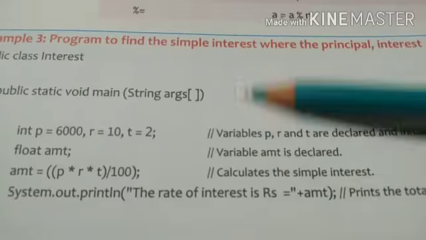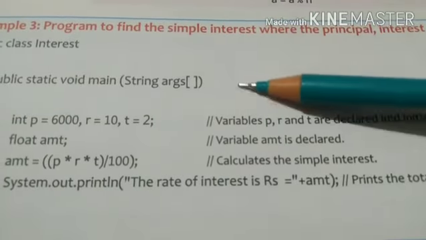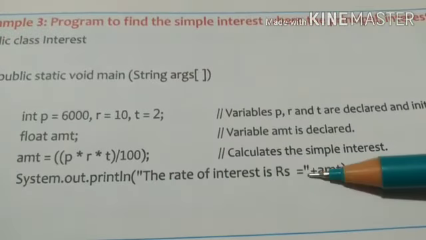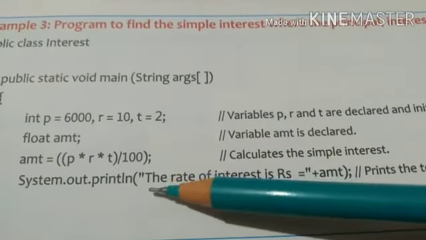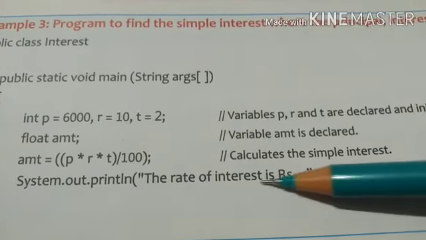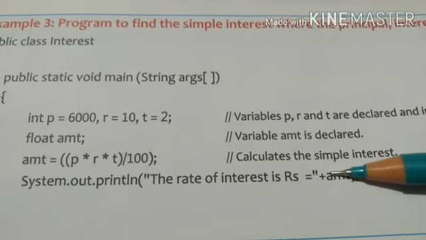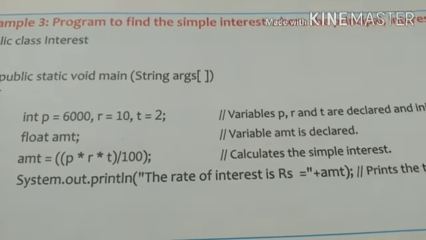While making this type of simple interest program, in maths we always write the units, but we have to be careful here. If we want to print the unit, we have to write it inside System.out.print, under the double quotes only. But here we will not write any kind of unit because it will need another variable and you have to declare that.